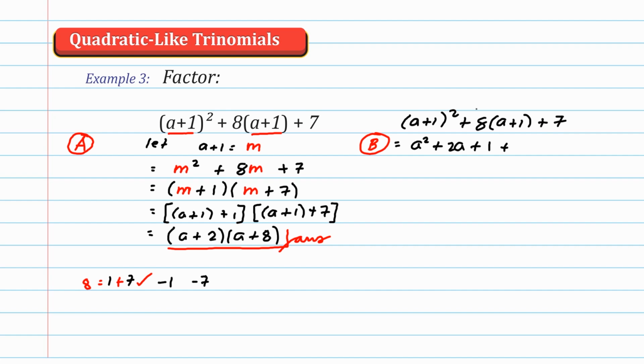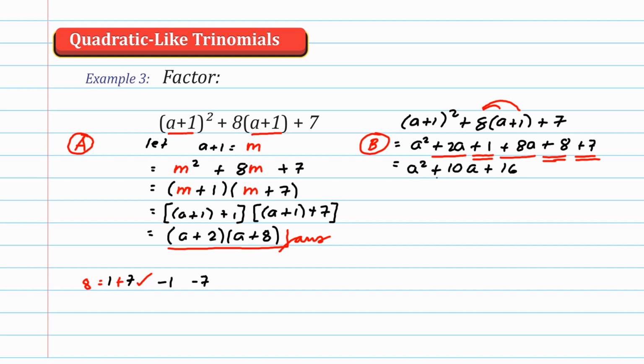Plus, why not try to distribute 8 this time? So doing that, we now have 8a plus 8, and then finally, plus 7. What we do next is combine like terms. A squared plus. Take note, we have like terms here. We have 2a and 8a. Now, if we add them, it's 10a. Plus, we have another set of like terms here. We have the constants 1, 8, and 7. So combine them, 1 plus 8 is 9, plus 7 is 16.